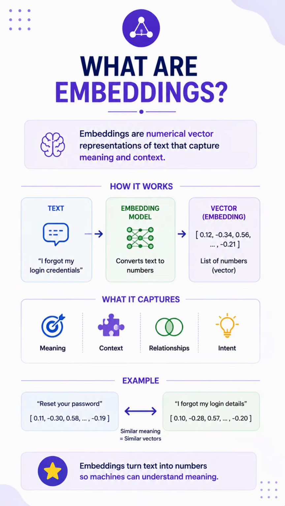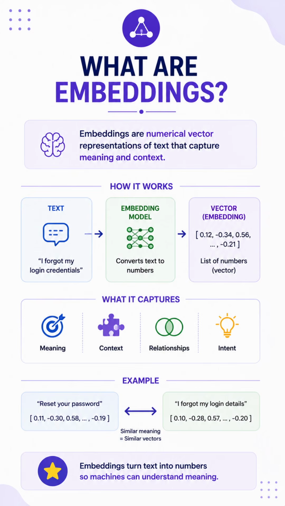What are embeddings? Embeddings are numerical representations of text that help computers understand the meaning of words and sentences. Instead of storing text as plain words, an embedding model converts the text into a list of numbers called a vector. These numbers capture the meaning of the text, not just the words themselves. For example, the sentences "reset your password" and "I forgot my login credentials" use different words but have the same intent. After they are converted into embeddings, their vectors are very similar because they represent the same meaning.